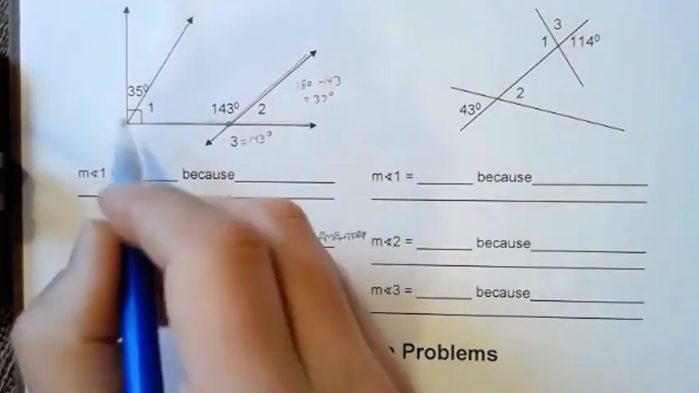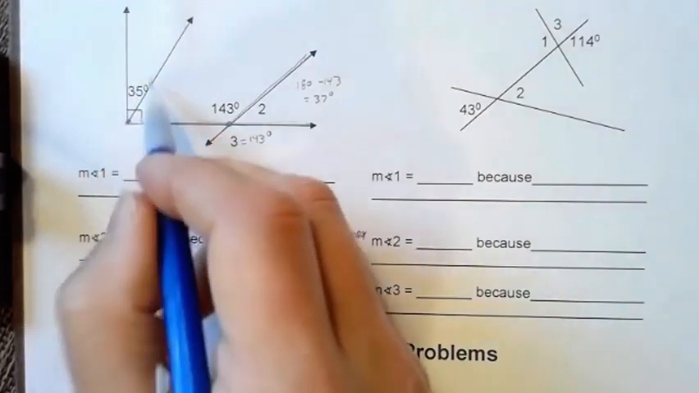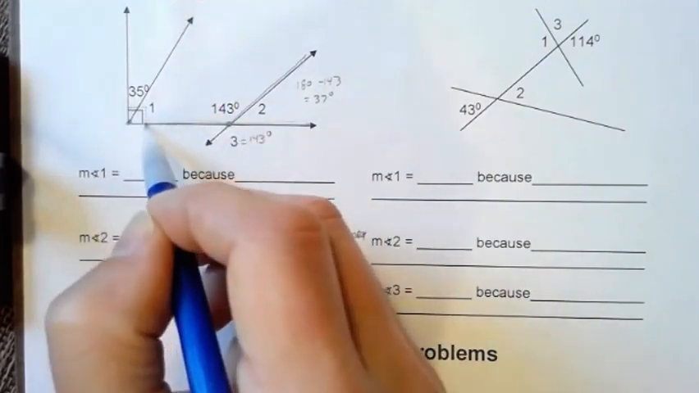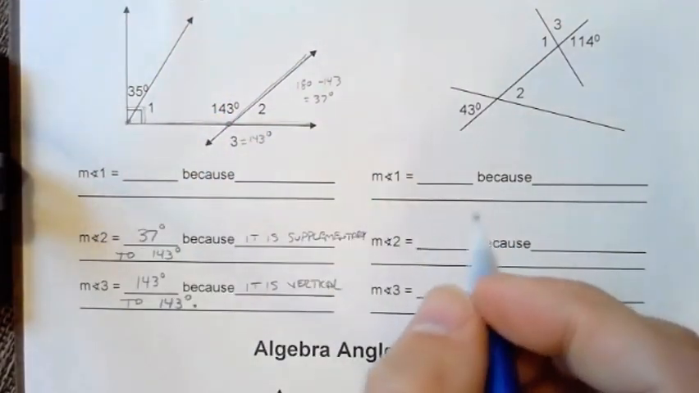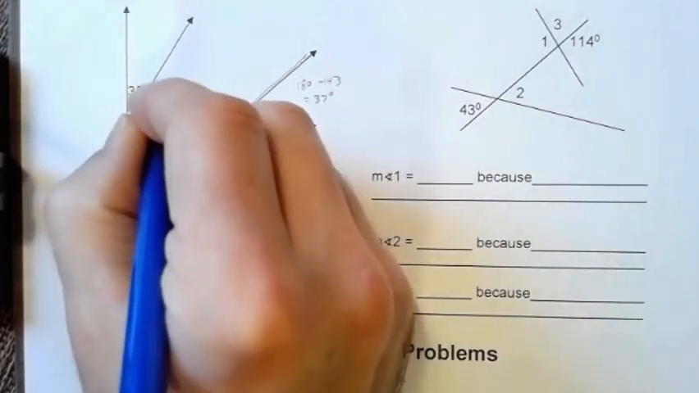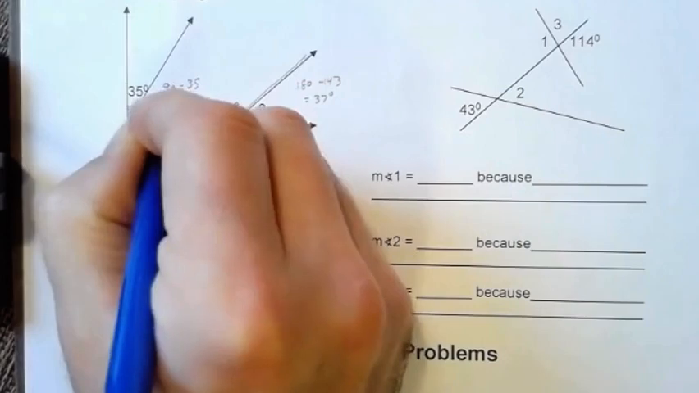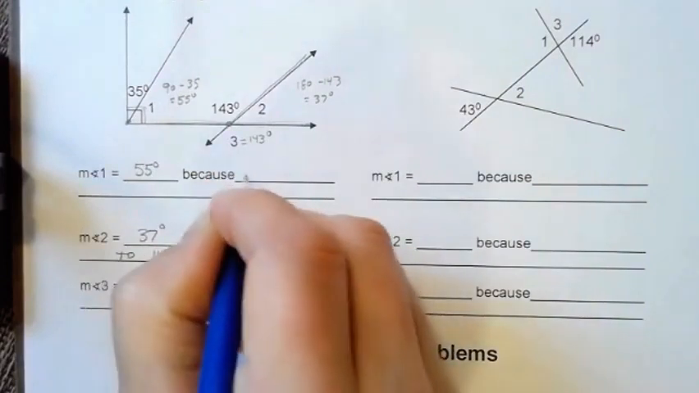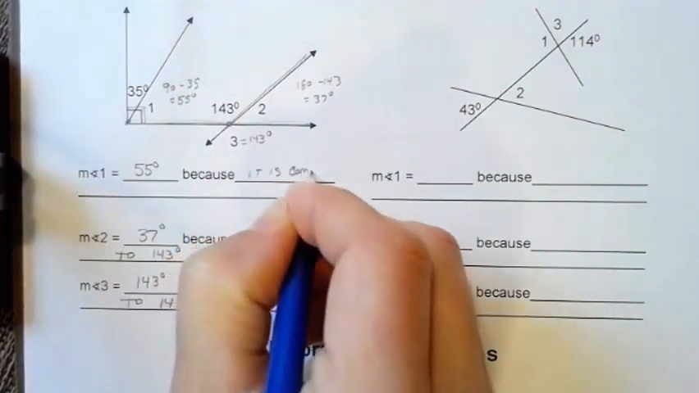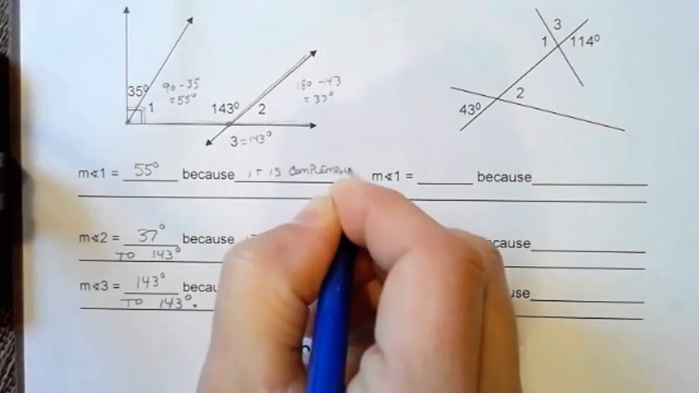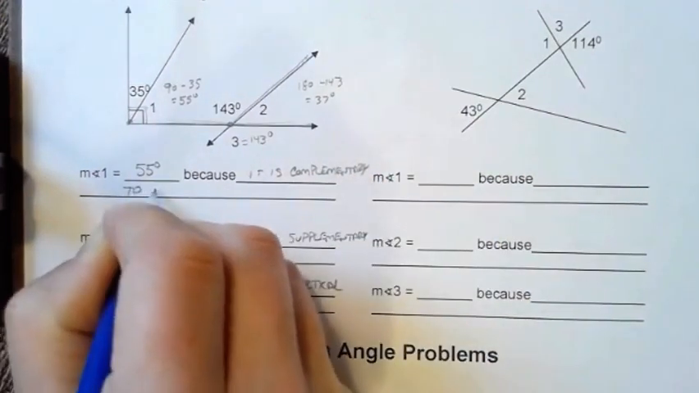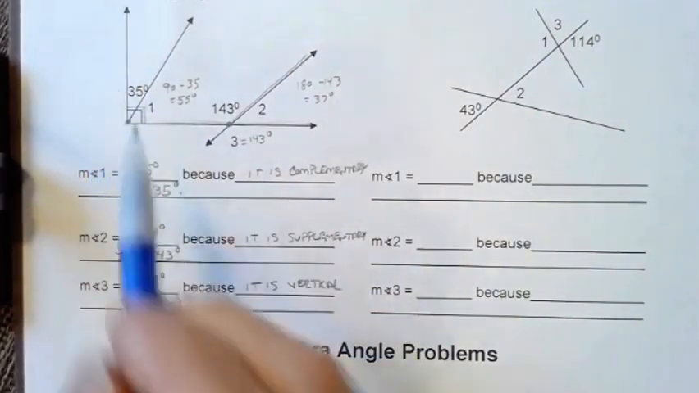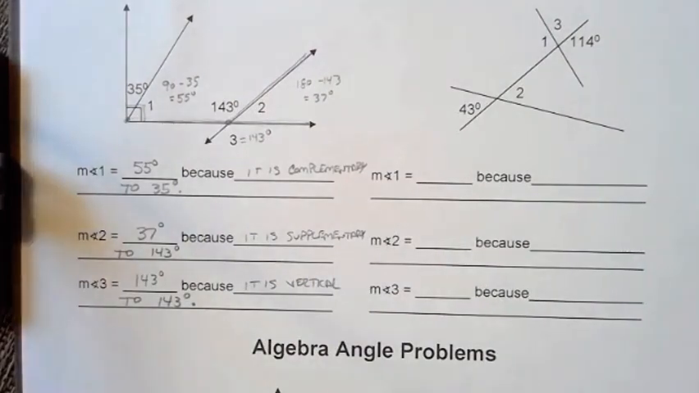Now to get angle number 1, which is at this vertex point here, along with the 35 degree angle, when I put 35 degrees together with angle 1, they form a right angle, making them complementary to each other. So to get the measure of angle 1, I'm going to have to do 90 minus 35, which is going to equal 55 degrees. So the measure of angle 1 is 55 degrees because it is complementary to 35 degrees. Okay, together these two angles created a right angle of 90 degrees. Their sum adds up to 90.